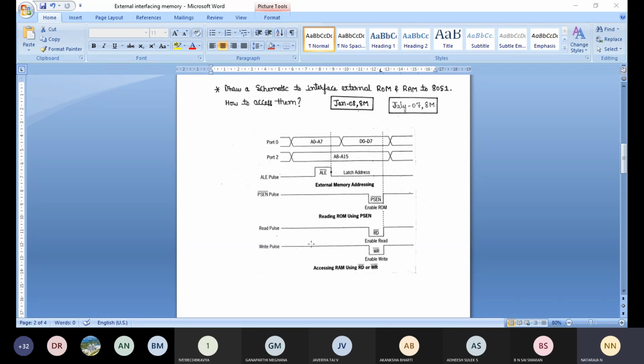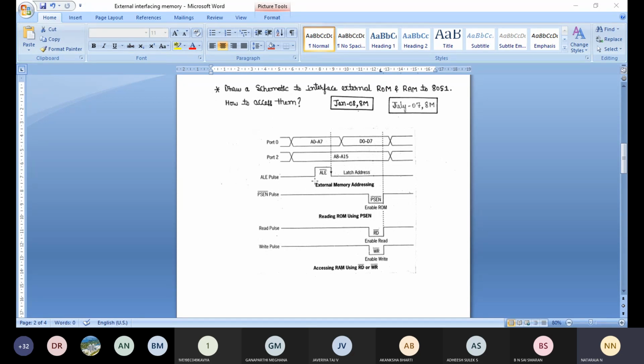And the internal data memory is divided into two different categories: the lower 128 bytes and the upper 128 bytes. The lower 128 bytes of address will be from 00H to 7FH, as we have already discussed, and the upper 128 bytes will be 80H to FFH. 00 to 7F, the lower 128 bytes of data, we are going to use for working registers, bit addressable registers, and also general purpose registers, for the address range of 00 to 7FH.